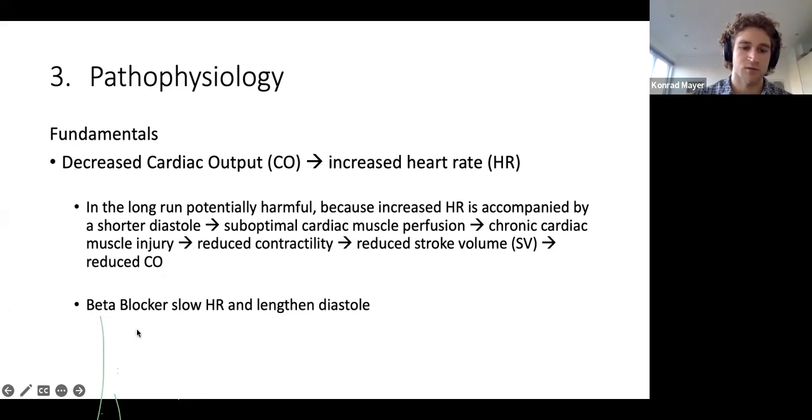Later on, we'll come full circle and talk about beta blockers, which are classic medicine. Beta blockers address this exact issue because they slow heart rate and lengthen diastole, which means that they hinder the suboptimal cardiac muscle perfusion. So beta blockers address this mechanism of heart failure.